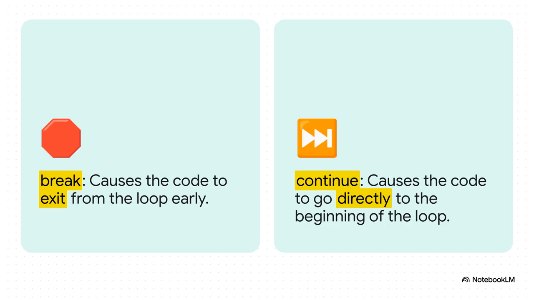Think of break as pulling the emergency brake on a train. It just stops the loop dead in its tracks, right then and there. Continue, on the other hand, is more like hitting the skip track button on your music player. It just ends the current round and jumps straight to the start of the next one.